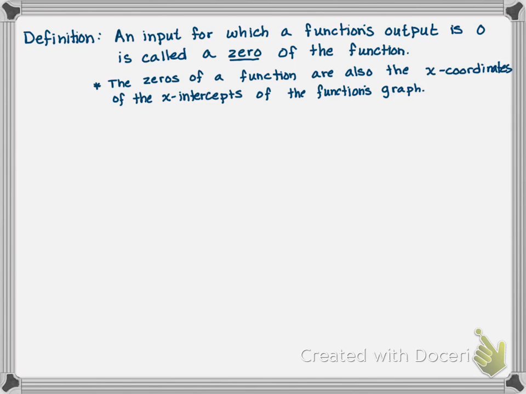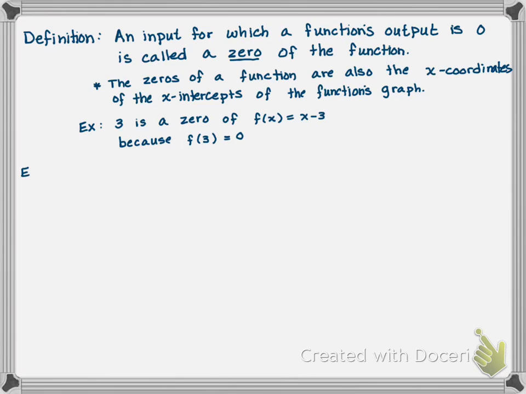So, for example, we would say 3 is a zero of f of x equals x minus 3, because if I evaluate the function for an input of 3, I get an output of 0, right? 3 minus 3 is 0. So that's what it means to be a zero, is that if you plug it into the function, then you get an output of 0.